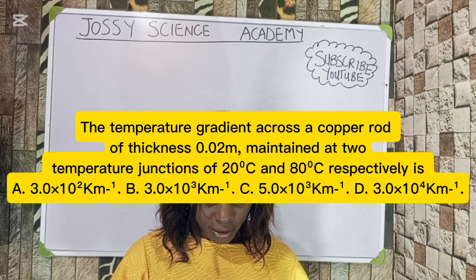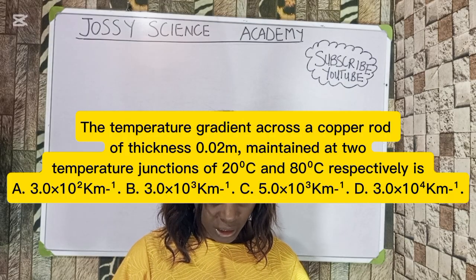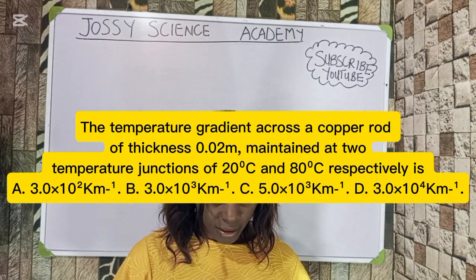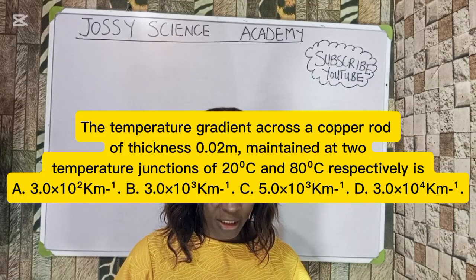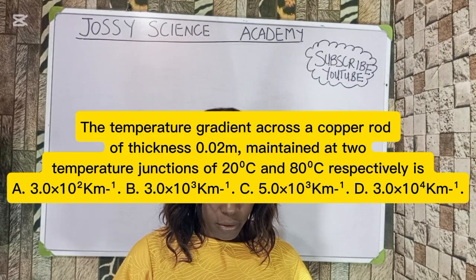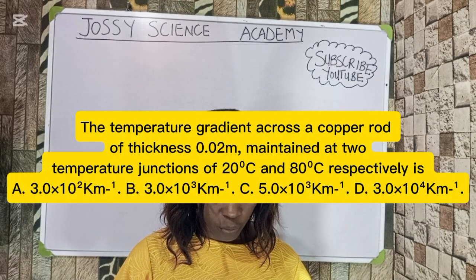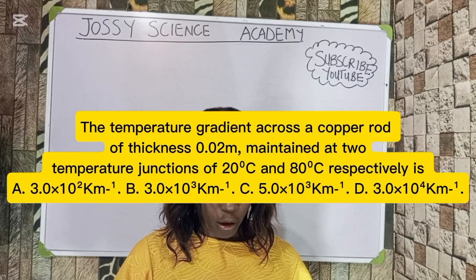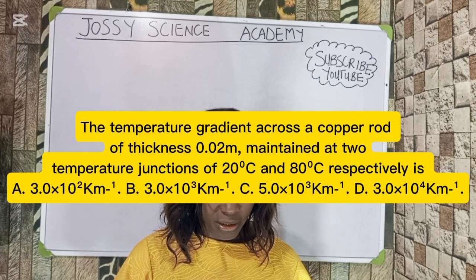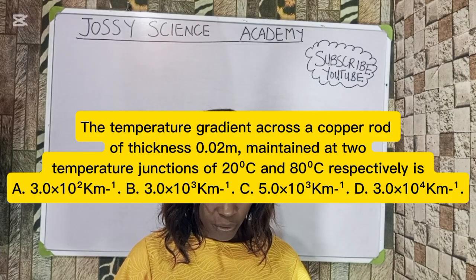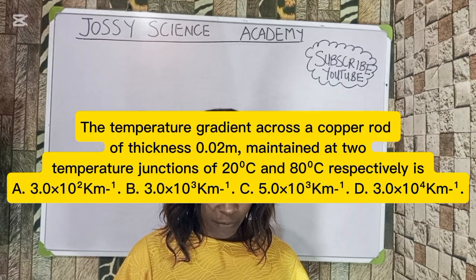The temperature gradient across a copper rod of thickness 0.02 meters maintained at two temperature junctions of 20 degrees Celsius and 80 degrees Celsius respectively is what? Option A, 3.0 times 10 to the power 2 Kelvin per meter. Option B, 3.0 times 10 to the power 3 Kelvin per meter. Option C, 5.0 times 10 to the power 3 Kelvin per meter. Option D, 3.0 times 10 to the power 4 Kelvin per meter.